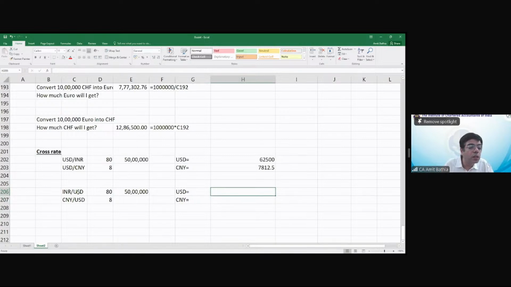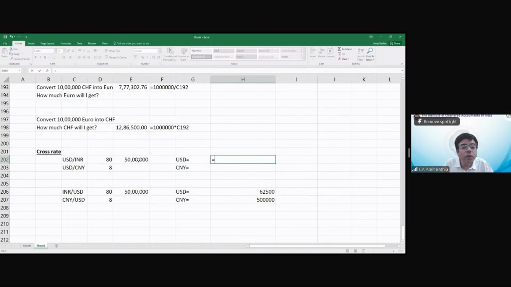Yes. So INR is 50 lakhs, you are going down, so I have to divide. So 50 lakhs divided by 80, 62,500, and here I will have, again, I am going now up, right? So 62,500 into 8. So I'll get 5 lakh CNY. Now here there was a mistake which I had made. What is the mistake we had done?